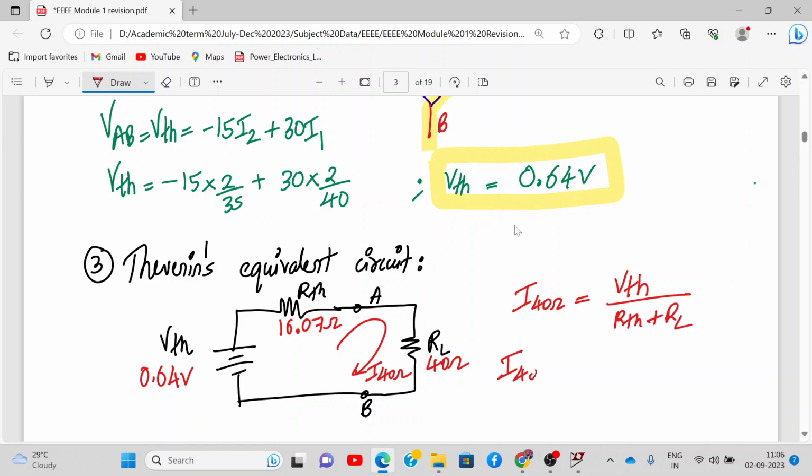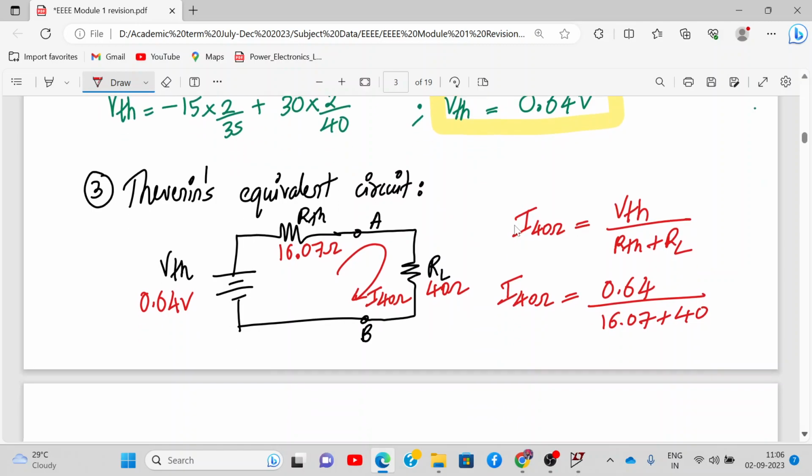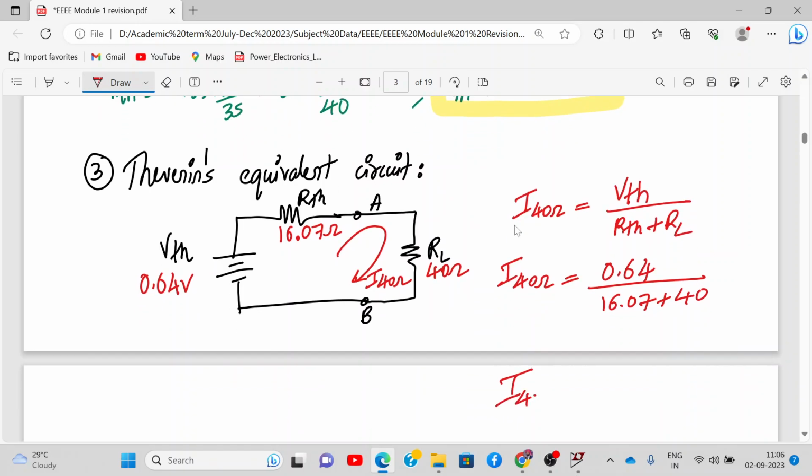So I of 40 ohm will be 0.64 divided by 16.07 plus 40. So please calculate this number. This will come out to be 0.011 ampere. Please check your answers. So this will complete this numerical.